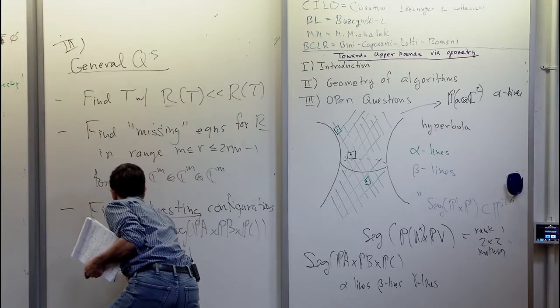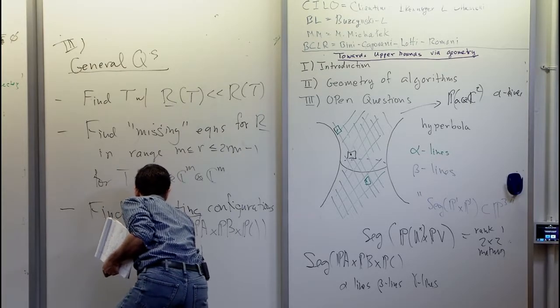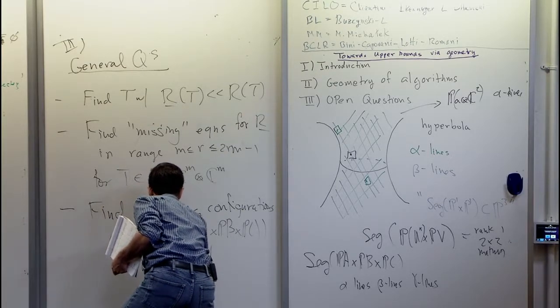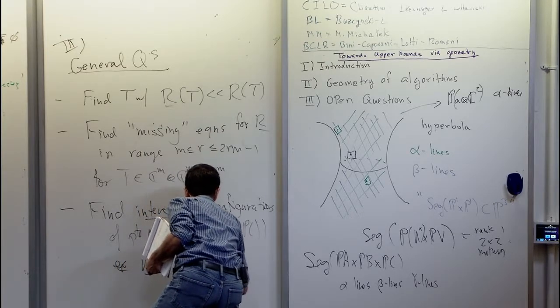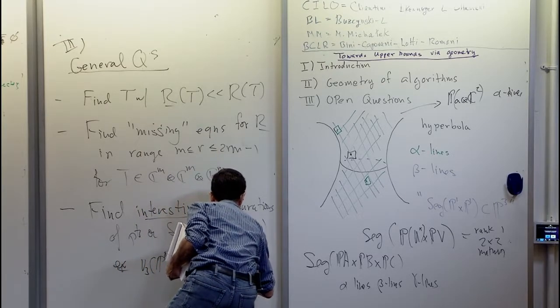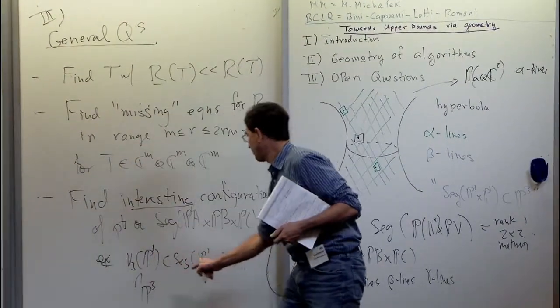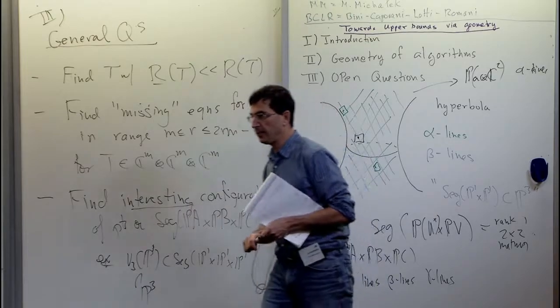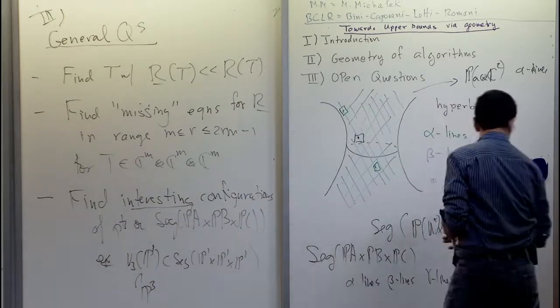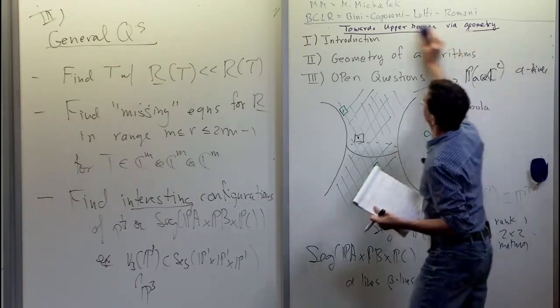So for example, this is for the algebraic geometers, if we look at the twisted cubic sitting inside the Segre of P1 cross P1 cross P1, and this sits inside of P3, so any 5 points here will be linearly dependent. You may be able to get an interesting tensor out of the twisted cubic.